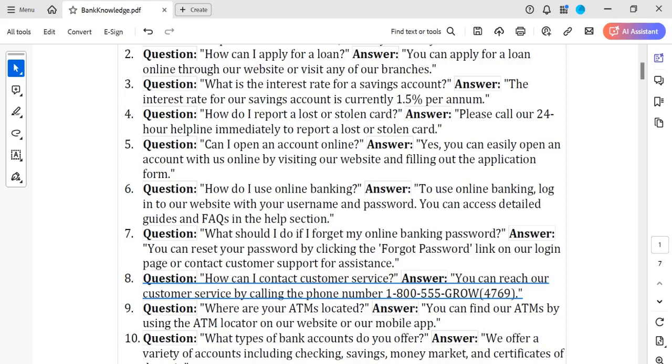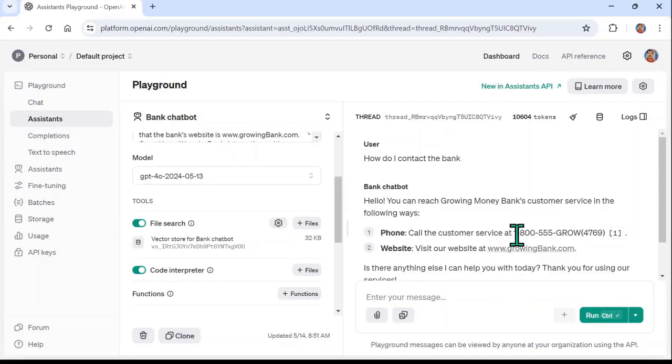Like what are the opening hours, how can I apply for a loan. Similarly, how can I contact customer service? You can reach our customer service by calling the phone number 1-800-555-GROW 4769. So that is the information it has given when asked about contacting the bank. This way, your customers will not get conned. Note that this chatbot is developed in minutes without writing any code. You can just run it here.